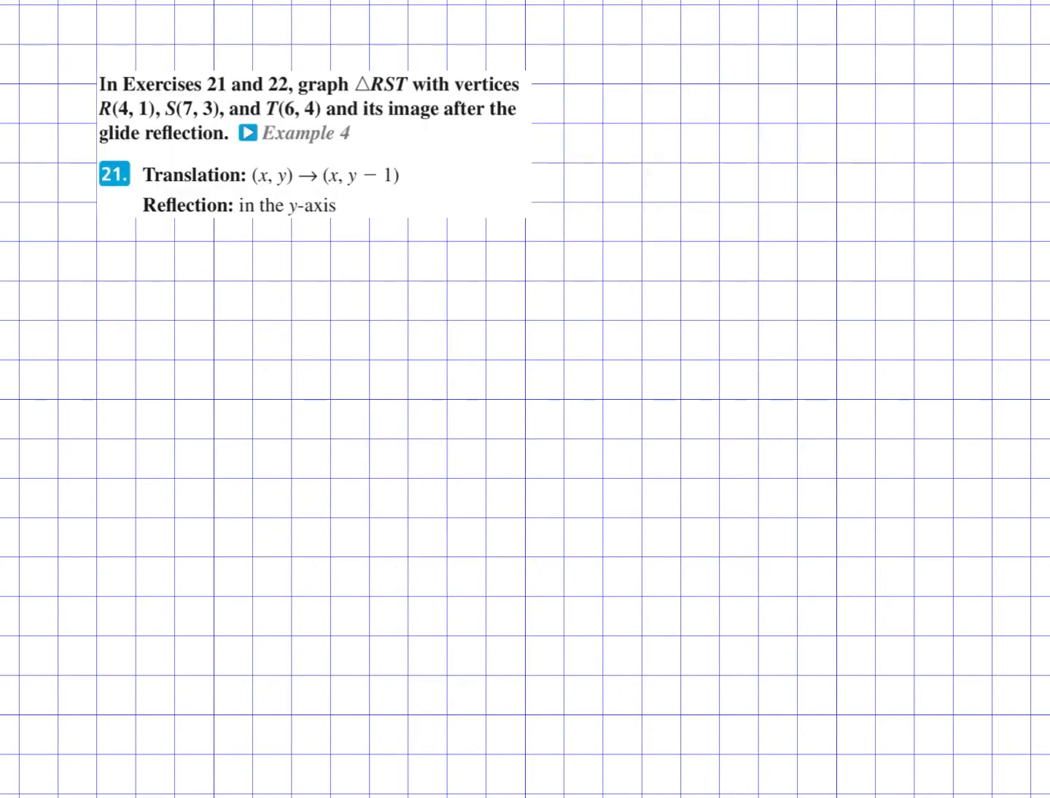21. Now we're going to do composite. Composite means you do two or more things. All right, so let's graph it and see where we end up. Let's go ahead and draw our graph. All right, so R is at (4, 1), S is at (7, 3), and T is at (6, 4).